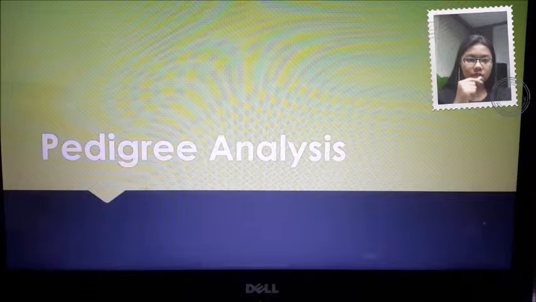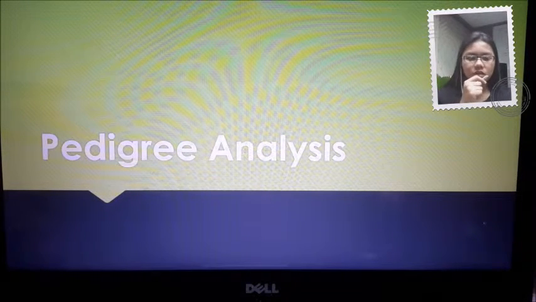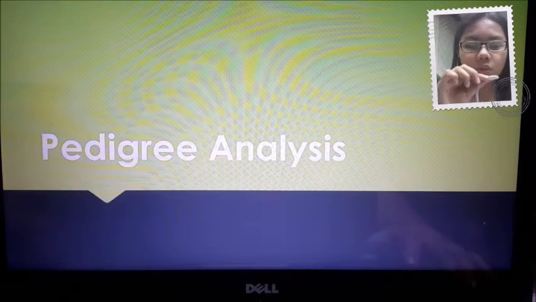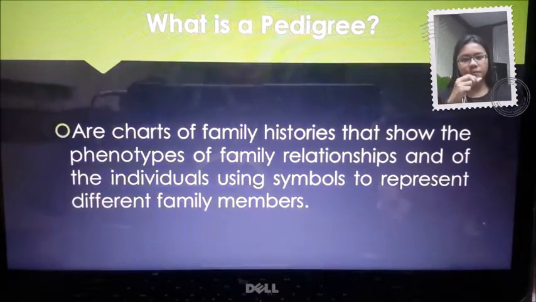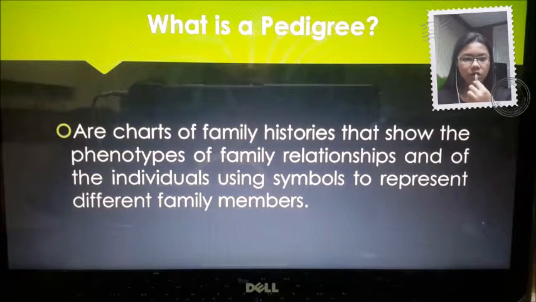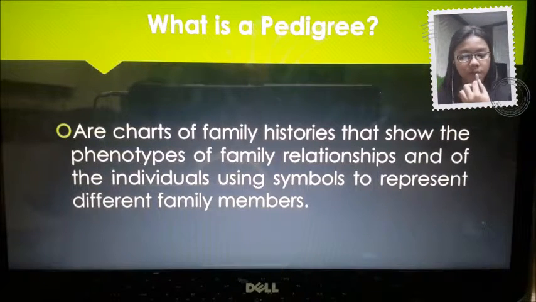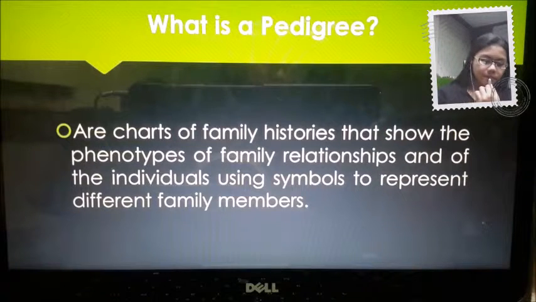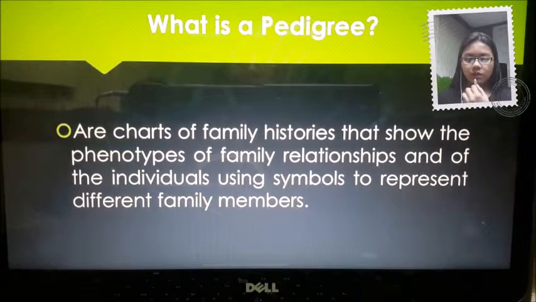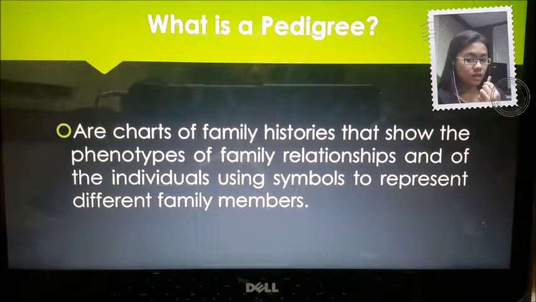So I will be discussing to you about the pedigree analysis and the common patterns of inheritance in humans. First off, let us know what a pedigree is. Pedigrees are charts of family histories that show the phenotypes of family relationships and of the individuals, using symbols to represent different family members. A pedigree can also be used for tracing generations and how illnesses are passed through generations and how illnesses branch from individual to individual.